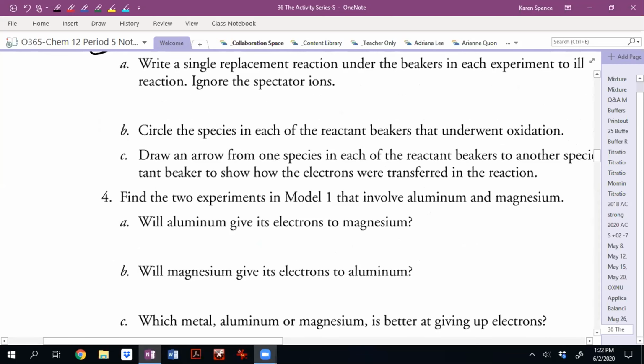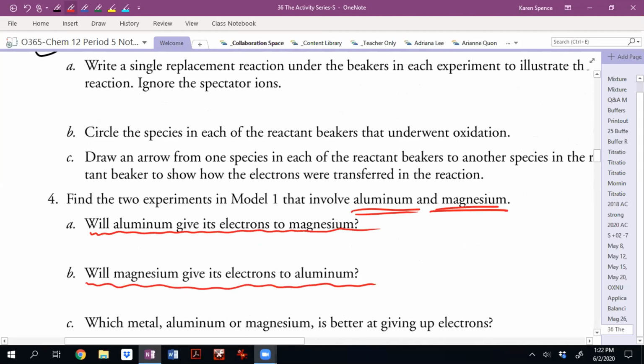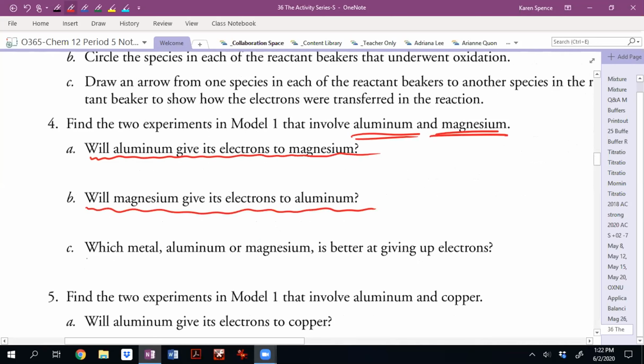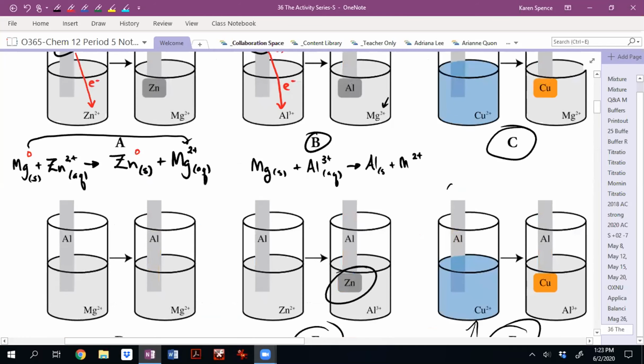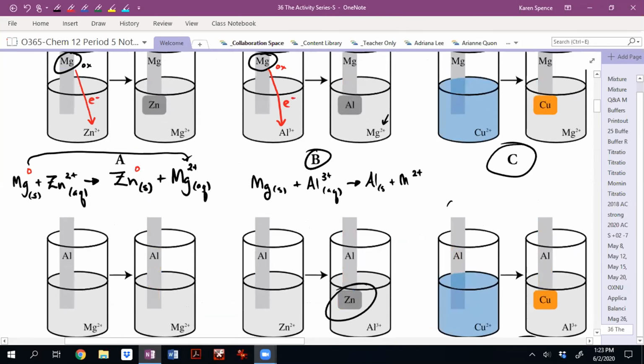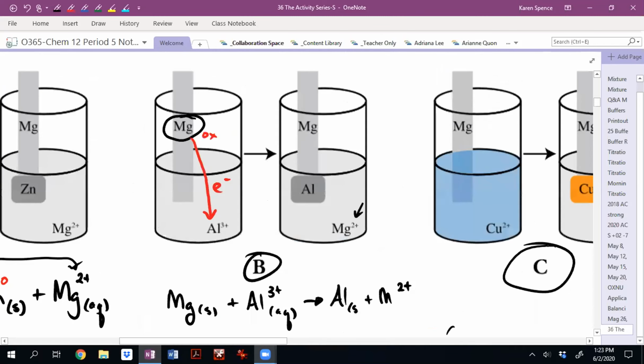Find the 2 experiments in Model 1 that involve aluminum and magnesium. So we're going to go back and do that in a minute. Will aluminum give its electrons to magnesium? Will magnesium give its electrons to aluminum? And then we're going to answer which metal is better at giving up electrons. So will aluminum give them to magnesium? Let's see, here's our aluminum magnesium beaker.